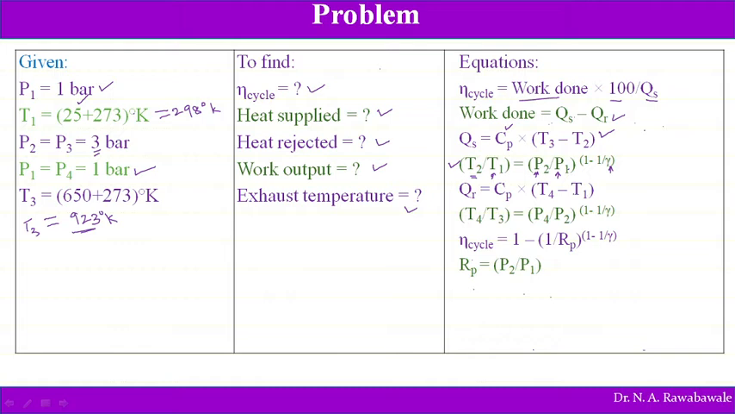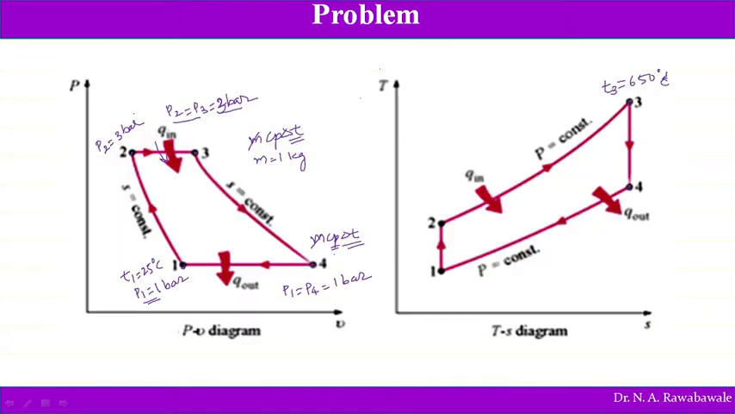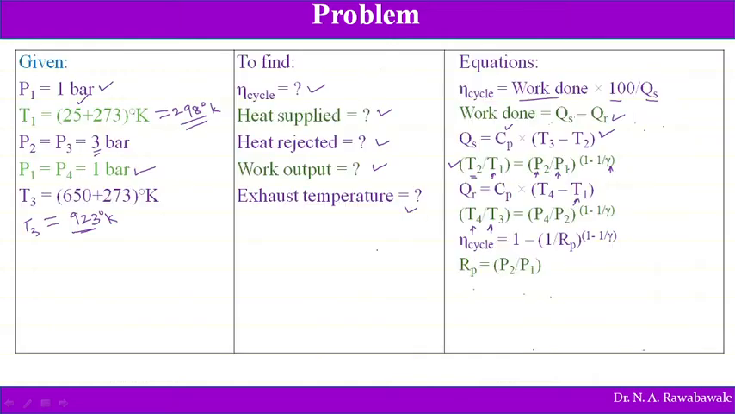So here T4 is not known. T1 is already given in this problem. Temperature T1 is known to us, that is 298 degree Kelvin. Then T4 can be obtained by using PVT relations, T4 divided by T3, applying the PVT relations for process 4 to 3. We can get this relation: T4 divided by T3 is equal to P4 divided by P2 to the power of 1 minus 1 by gamma. So this gives us T4. From this T4 we can find out heat rejected.